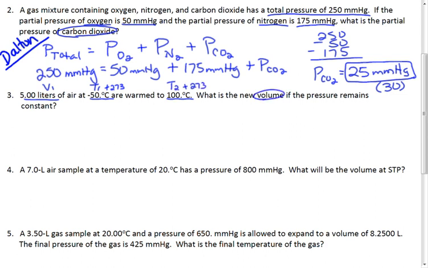What is the new volume? So V2 is what we're trying to find if the pressure remains constant. So we're dealing with volume and temperature, or TV. Charlie Brown is on TV, so this is Charles's law.